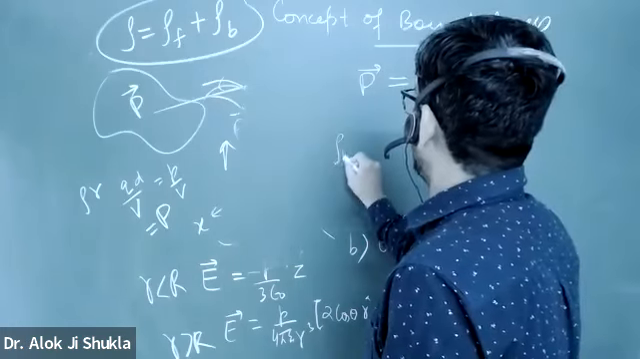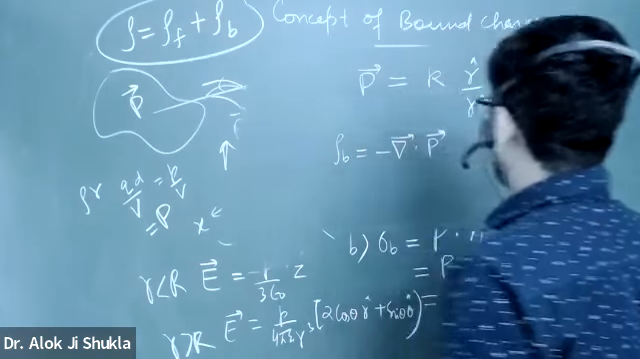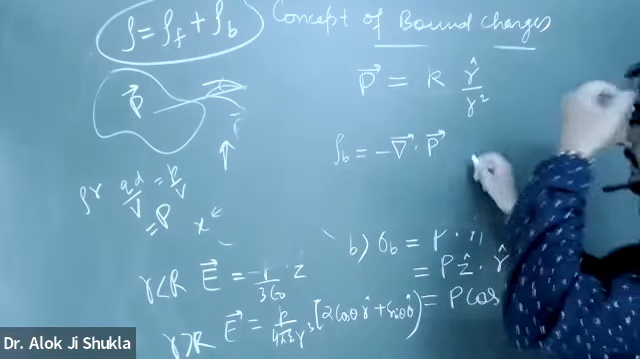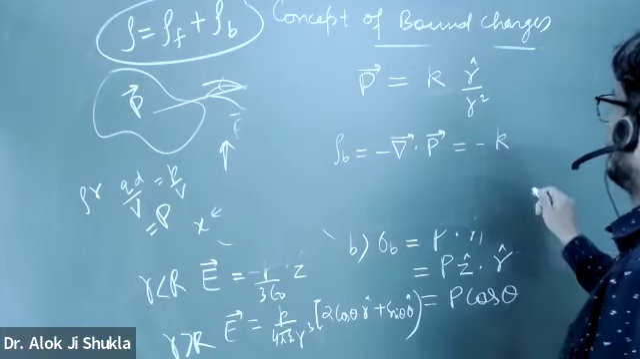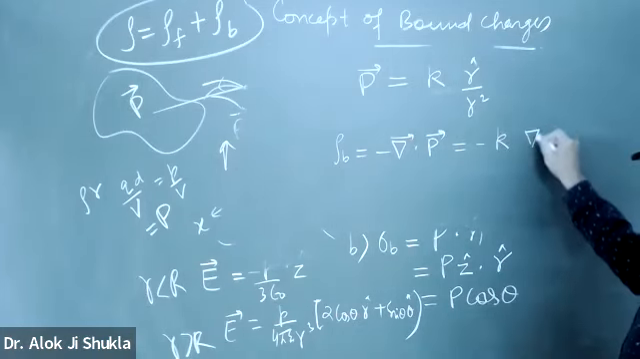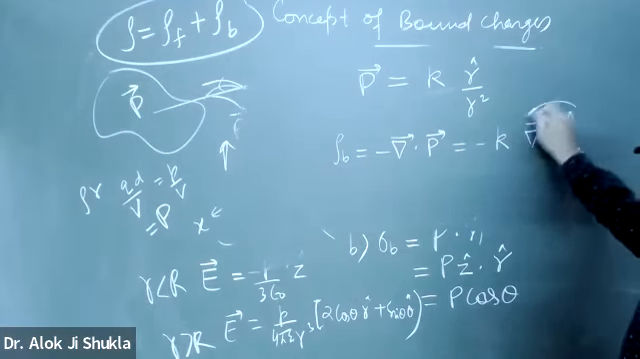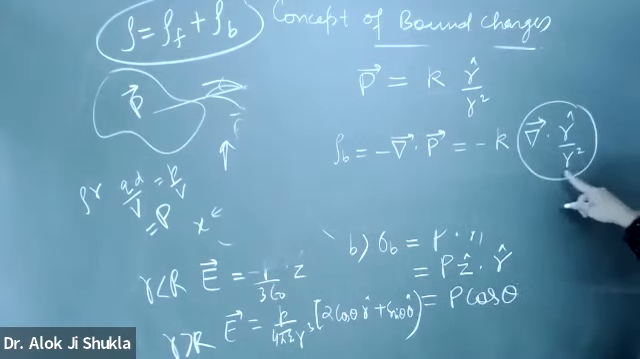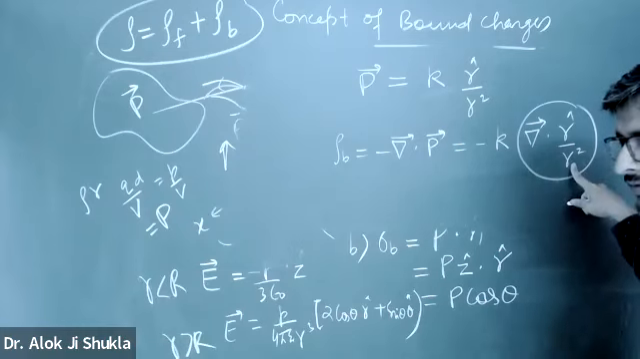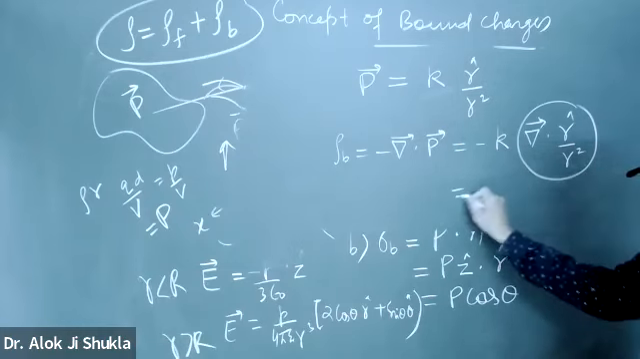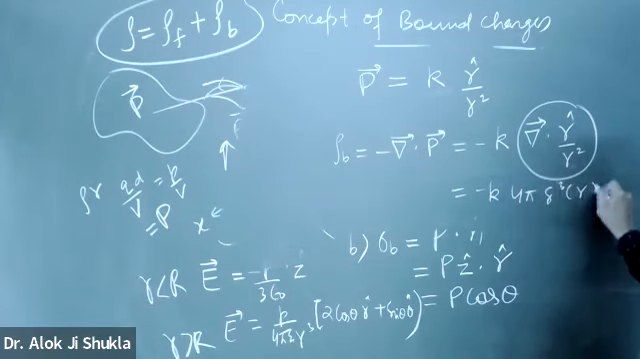So if you calculate rho bound, it is minus del dot P. So that will be equal to minus del dot of K times r cap by r square. Now the value of this is always zero if origin is not included, because it is diverging at r equal to zero. So this will be minus K 4 pi delta cube r.